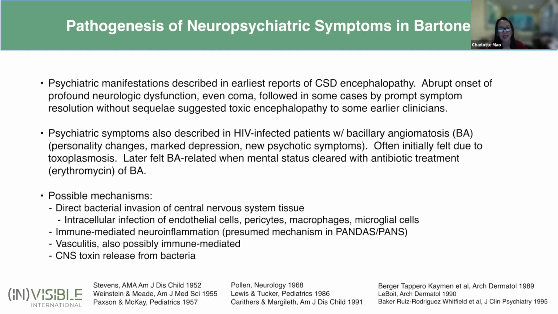And other possible mechanisms include direct bacterial invasion of CNS tissue. Mentioned before that you can see intracellular infection of endothelial cells, pericytes, macrophages, and microglial cells, which would all be related to CNS direct bacterial invasion. Also immune-mediated neuroinflammation, which is also the presumed mechanism in PANDAS PANS. CNS toxin release from the bacteria, as I mentioned before. And finally, vasculitis, potentially immune-mediated, has been hypothesized as a mechanism.